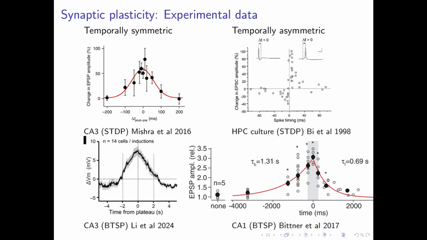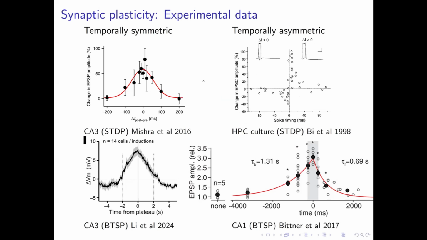the sign of delta t, this timing difference between pre and post, matters a lot. Like in this case, which is now in hippocampal cultures, where you see that if pre fires before post, you have strengthening of synaptic plasticity, while if post fires before pre, then the opposite happens. You have a decrease in synaptic strength. So this is a temporally asymmetric form of plasticity.